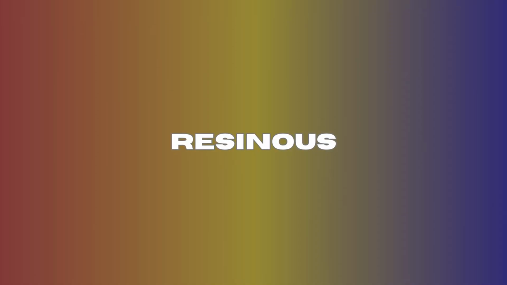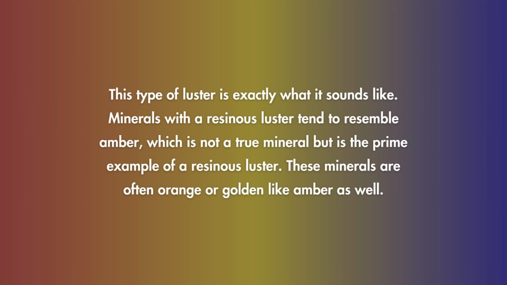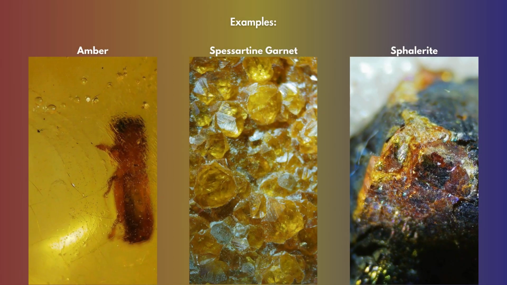And now resinous. This type of luster is exactly what it sounds like. Minerals with a resinous luster tend to resemble amber, which is not a true mineral, but is the prime example of a resinous luster. These minerals are often orange or golden like amber as well. Here's some examples of a resinous luster. We've got amber, spessartine garnet, and sphalerite.